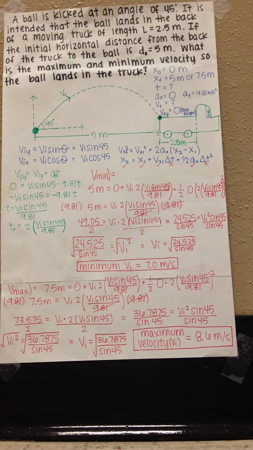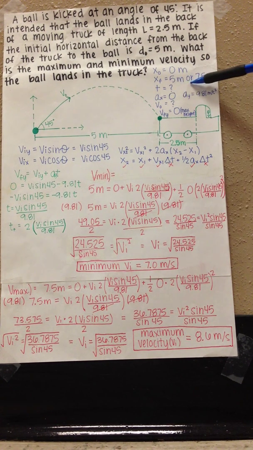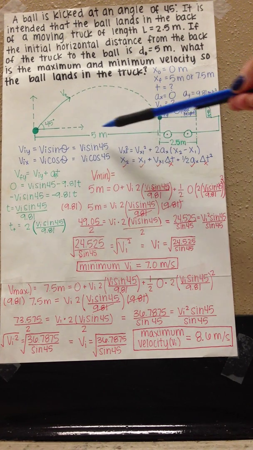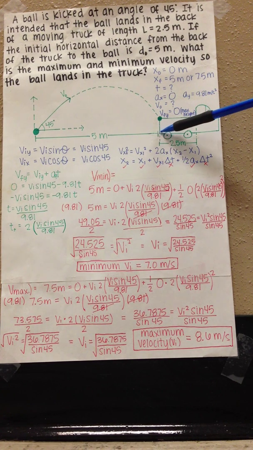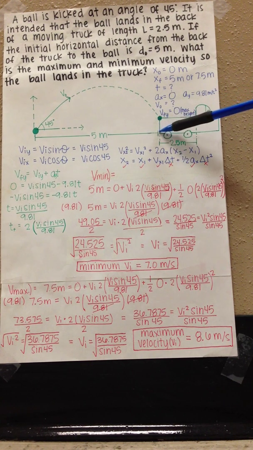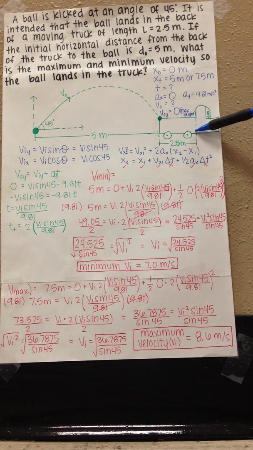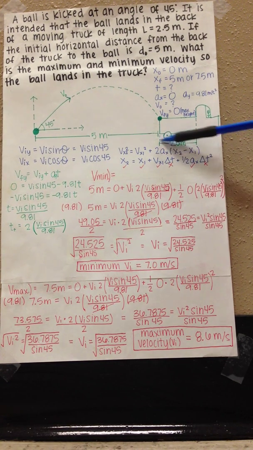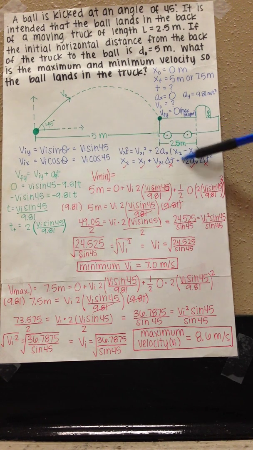So over here I wrote out all the information that the question gives you. The initial distance is 0 meters and the final distance is either 5 meters or 7.5 meters, because it can either go the minimum length it needs to land in the truck, 5 meters, or the maximum length it could go to land in the truck, which would be 7.5 meters, because the back of the truck is 2.5 meters and the distance of the ball away from the truck is 5, so you add those together and you get 7.5.